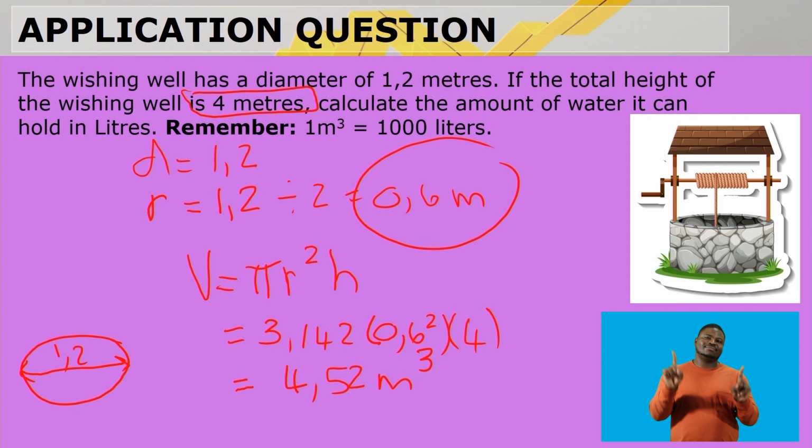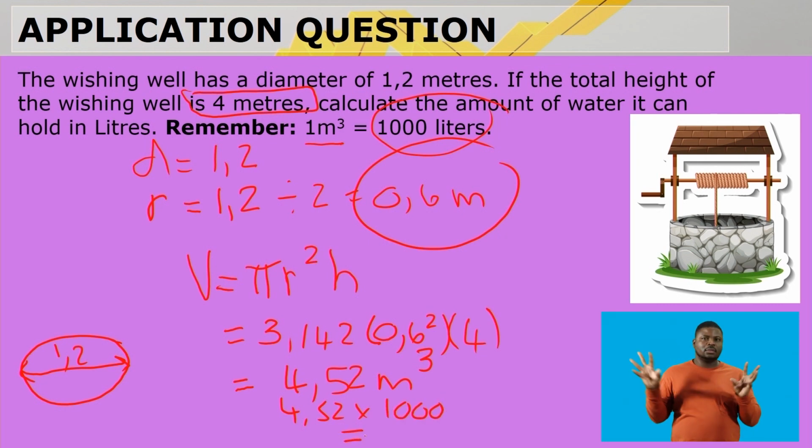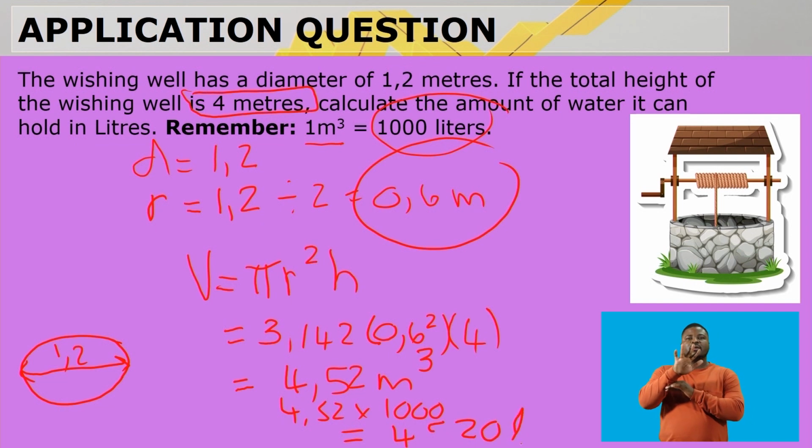But that is not the final answer. That's not what they want. They want to know how many liters it can hold. So if you think of this, 1 cubic meter is 1,000 liters. So we are simply going to multiply by 1,000. So now it's going to be 4.52 multiplied by 1,000. So how many liters of water can this well hold? 4,520 liters.